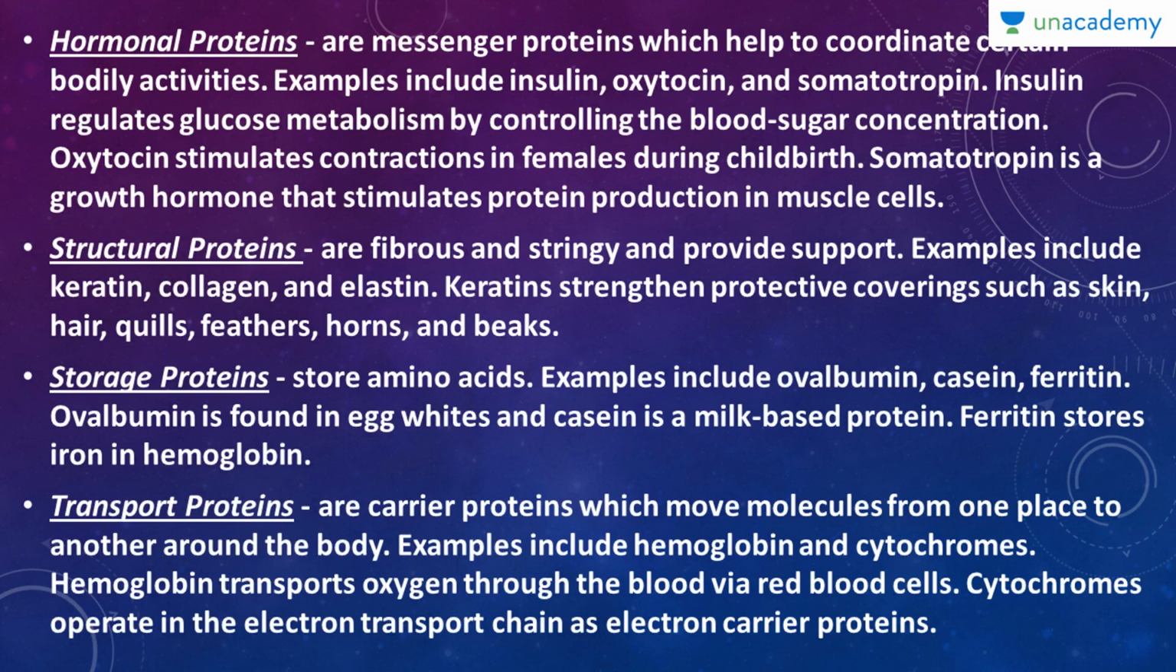Hormonal proteins are messenger proteins which help to coordinate certain bodily activities. Examples include insulin, oxytocin, and somatotropin. Insulin regulates glucose metabolism by controlling the blood sugar concentration. Oxytocin stimulates the contractions in females during childbirth, basically parturition. Somatotropin is a growth hormone that stimulates protein production in muscle cells.